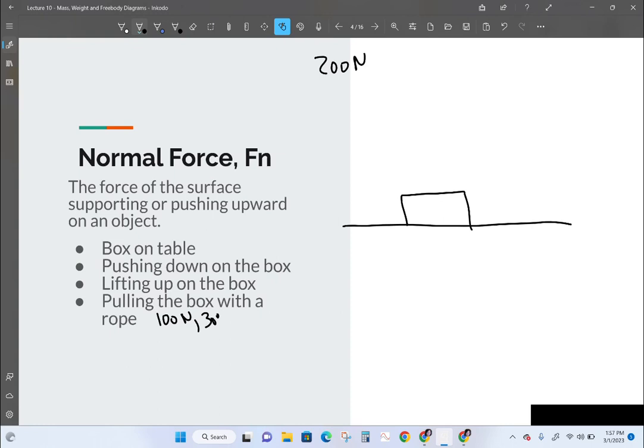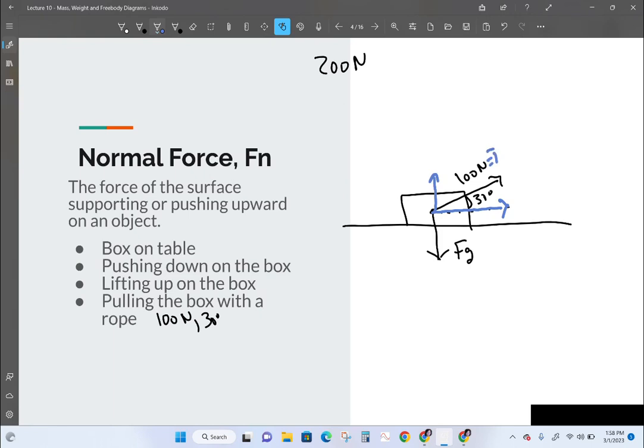So let's talk about what's happening. What I'm going to do here is draw in my weight vector, and I'm going to draw in my rope. And it has a tension of 100 newtons, and it is making a 30-degree angle with the table. So what does that mean? Well, I'm pulling at an angle, which means that I am pulling it to the right. So it has an X component and it has a Y component.